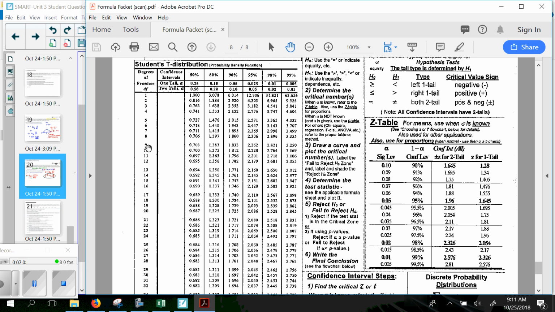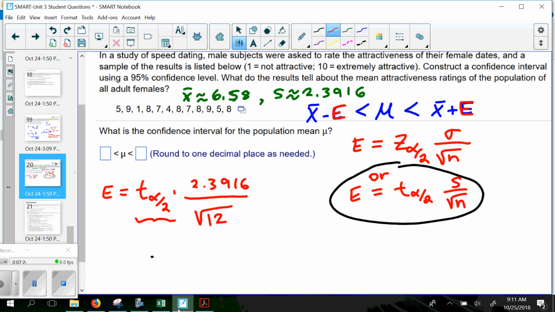Now we can look down to where it says degrees of freedom 12. It's actually going to be 12 minus 1 since we had 12 pieces of data, so n-1. So our critical value is going to be one of these, our t-score. And it's going to correspond to the correct confidence level across the top, and also with the area in a single tail and the area in two tails. So let's talk about that.